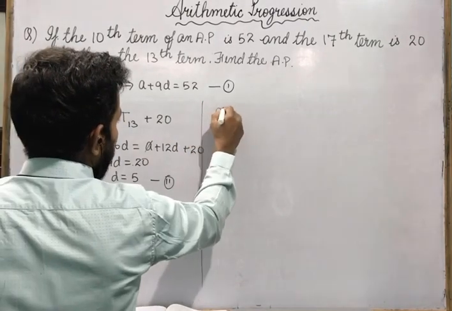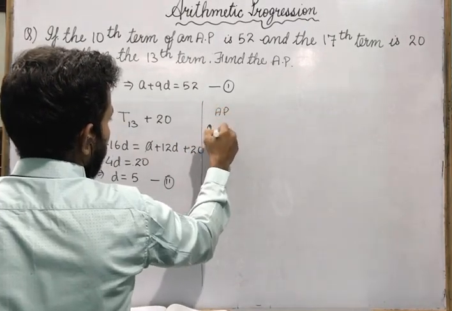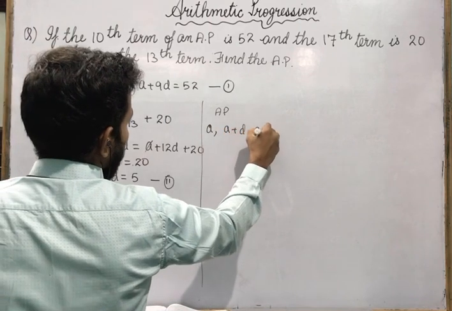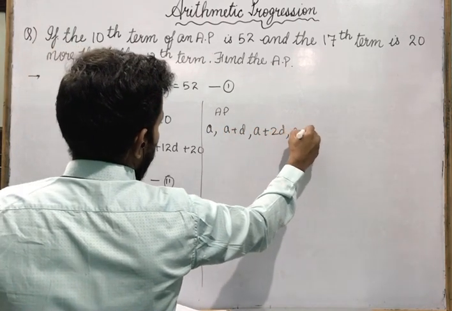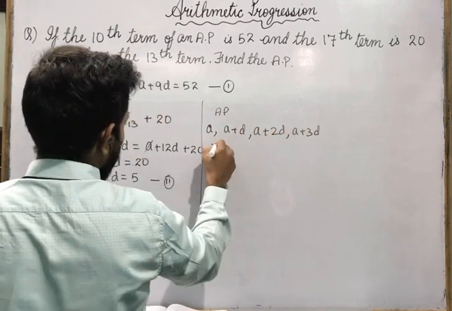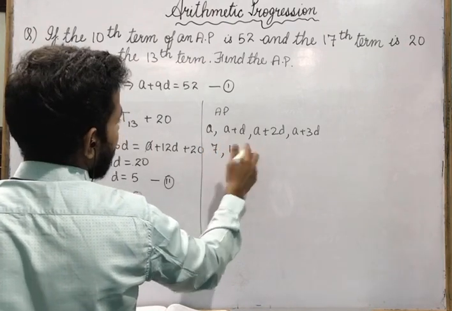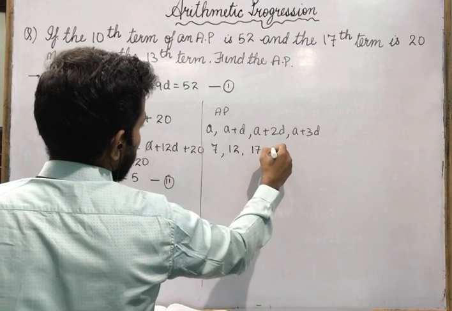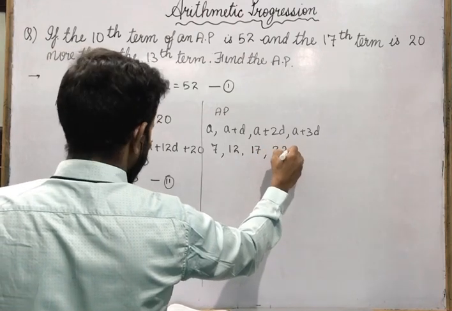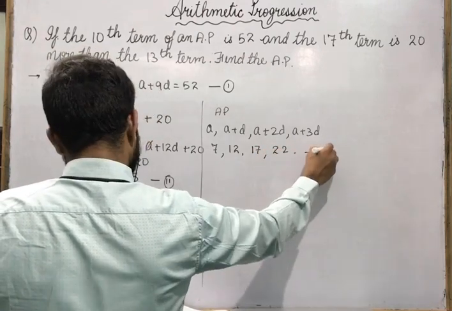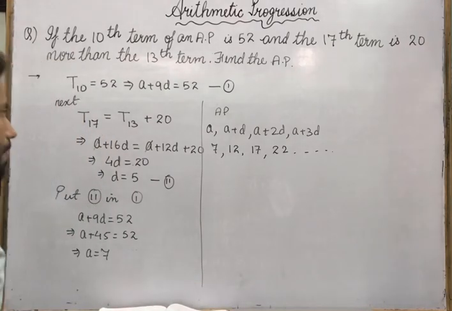The AP will be a, a plus d, a plus 2d, a plus 3d. So 7, 7 plus 5, 12. Now you see the gap is 5, 17, 22. Is it correct? Is this correct or not? Everyone say, is it correct?